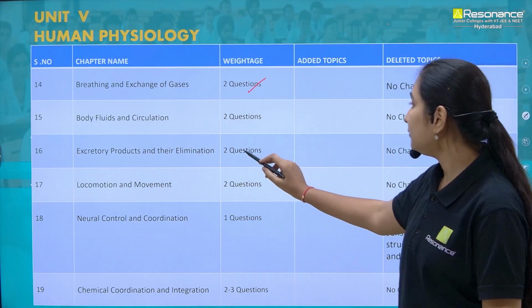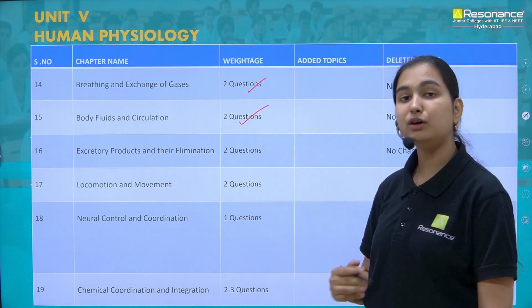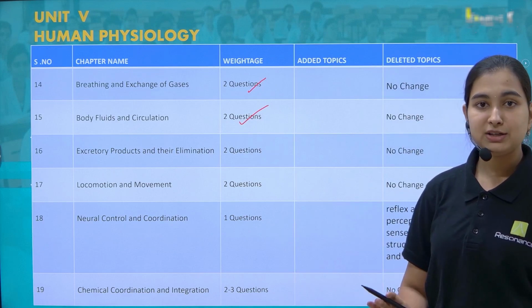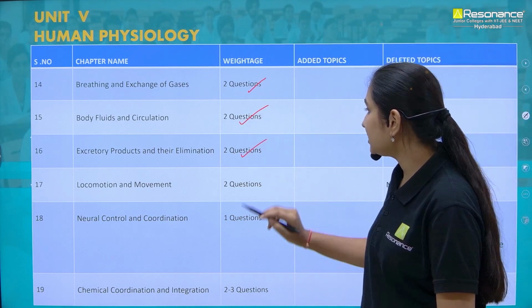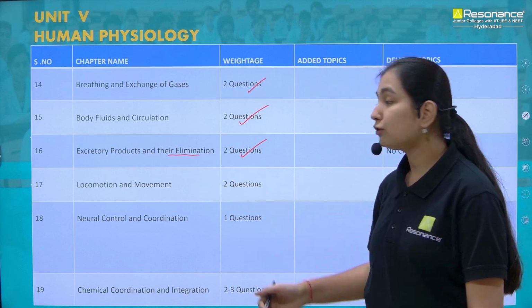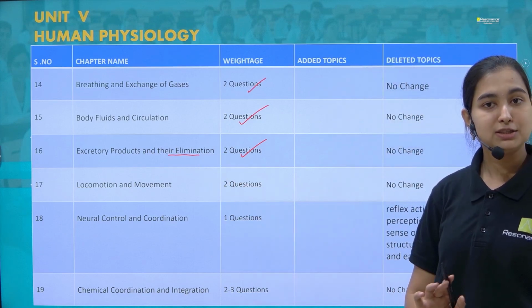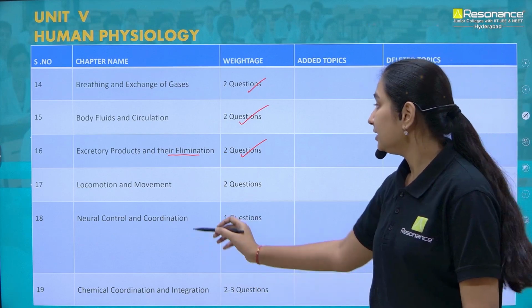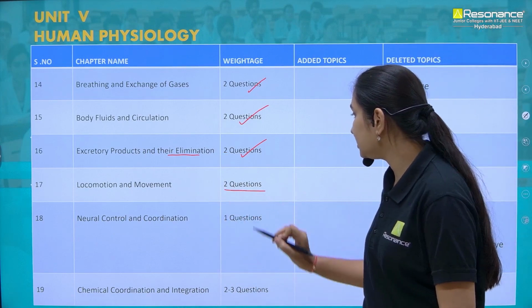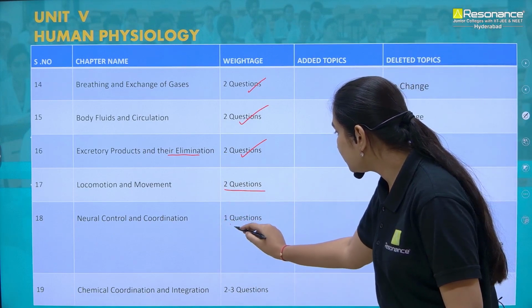Next chapter, body fluids. Here also the weightage is 2 questions. There is no addition nor deletion of any topic. Now next we have excretory products and their elimination. Here also the weightage is 2 questions. There is no addition or deletion there, no change in the syllabus. Next, locomotion. We have 2 questions here. Neural, there is 1 question.